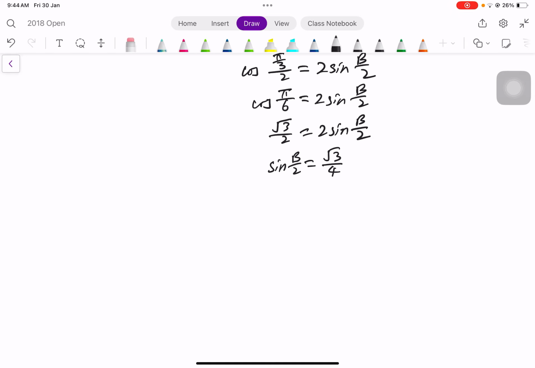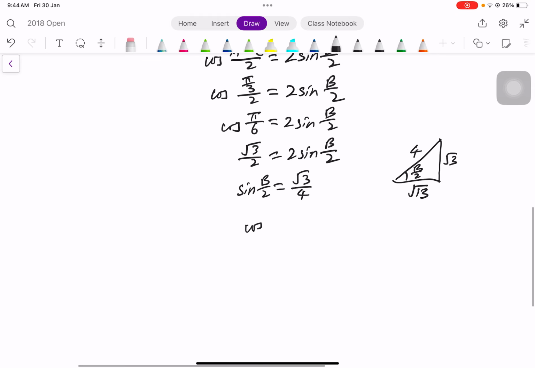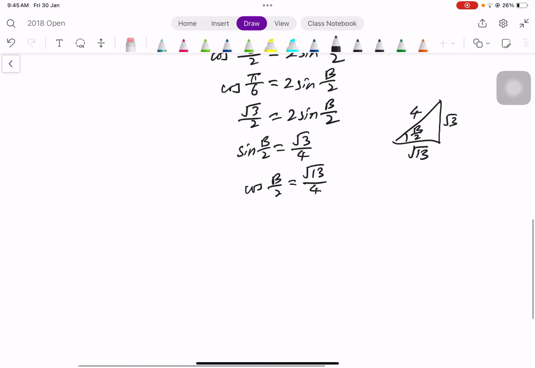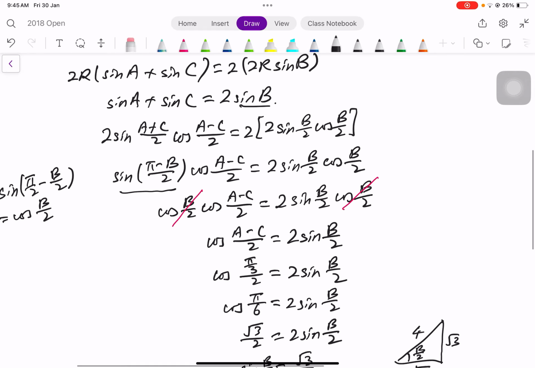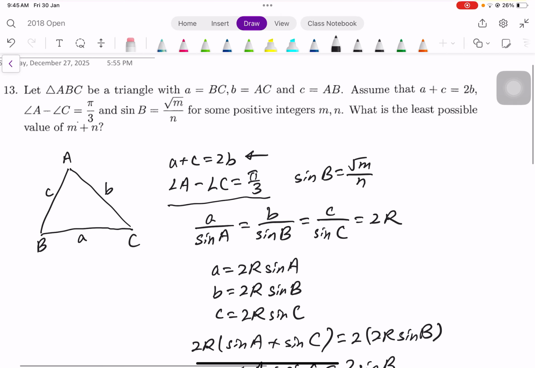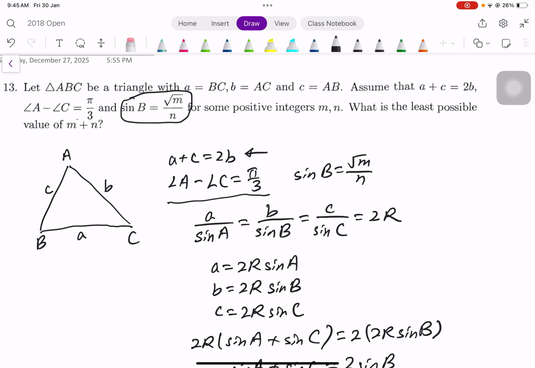Then in this case, sine B over 2 is square root 3 over 4. The opposite is square root 3 and the hypotenuse is 4, therefore the adjacent side is square root 13. Therefore, cosine B over 2 is square root 13 over 4. And what do they want us to find? They want us to find the value of sine B.